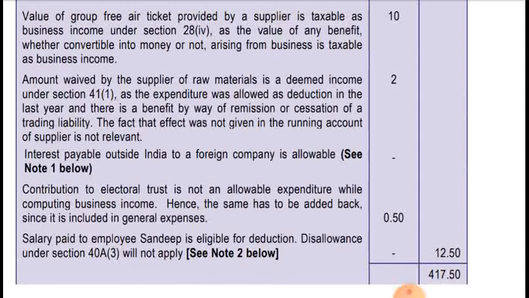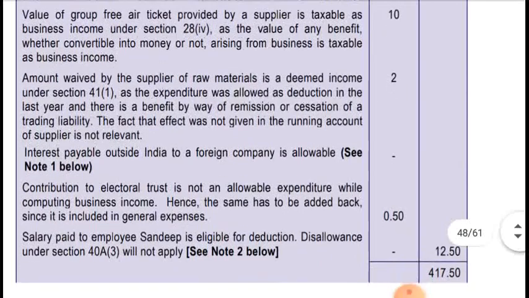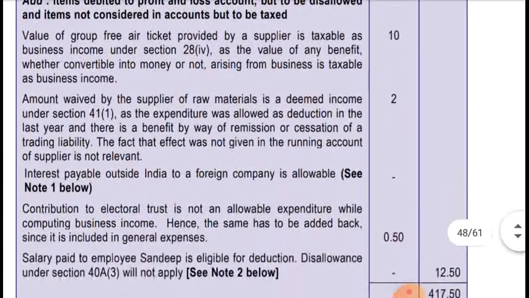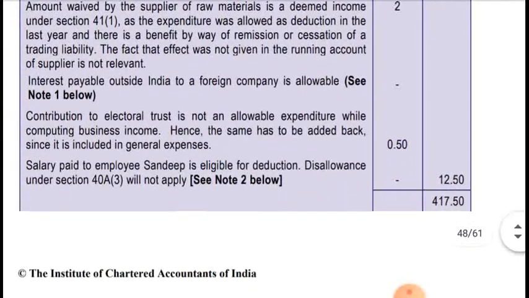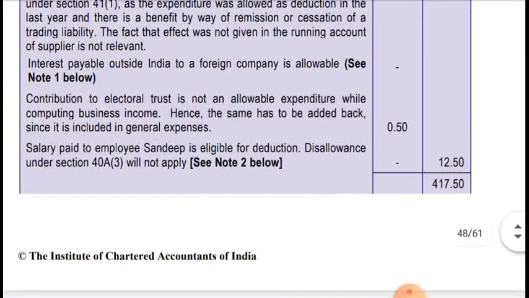Salary paid to employee Sandeep is eligible for deduction. Disallowance under section 40A(3) will not apply. Okay, no disallowance will apply as it has already been charged to the profit and loss account, so no treatment will be there. So total added back is 10 plus 2 plus 0.5, which comes to 12.5 lakhs. Okay, so total after adding is 405 plus 12.5, coming to 417.5 lakhs.